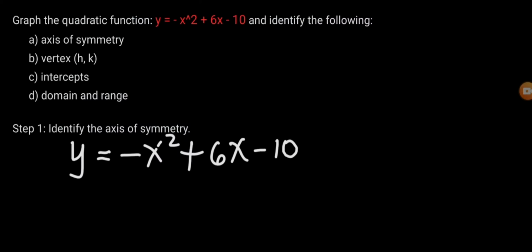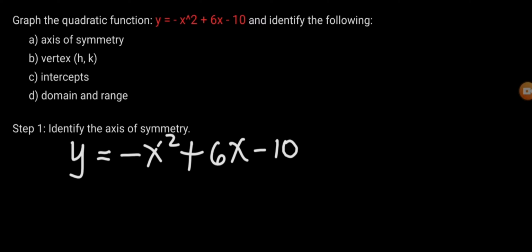How to graph the quadratic function and determine the following: A. Axis of symmetry, B. Vertex, C. Intercepts, and D. Domain and range. For step 1, identify the axis of symmetry.